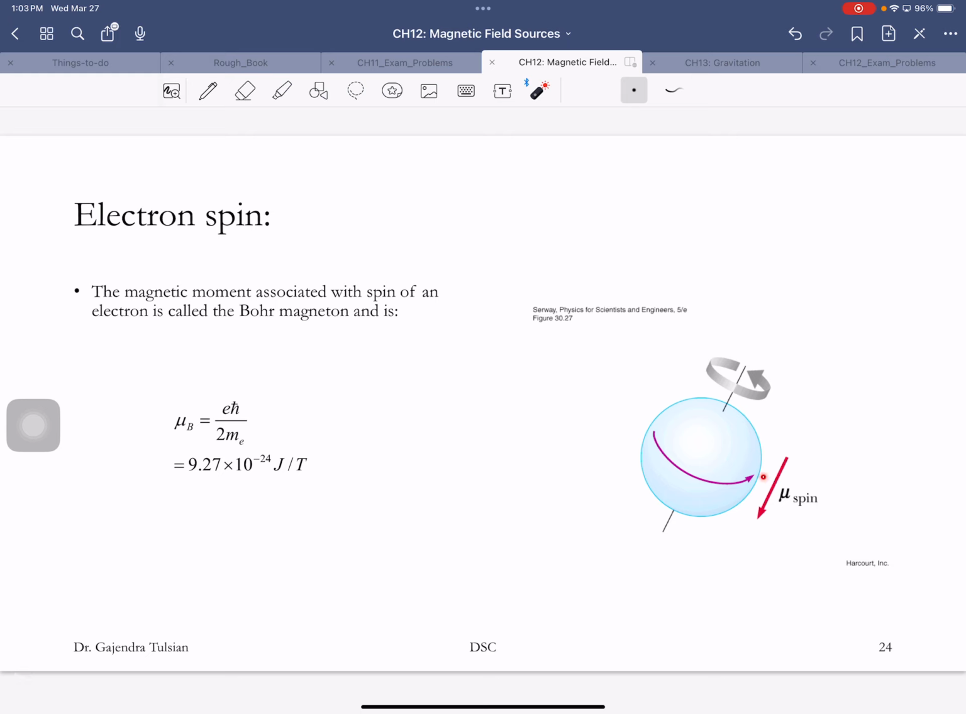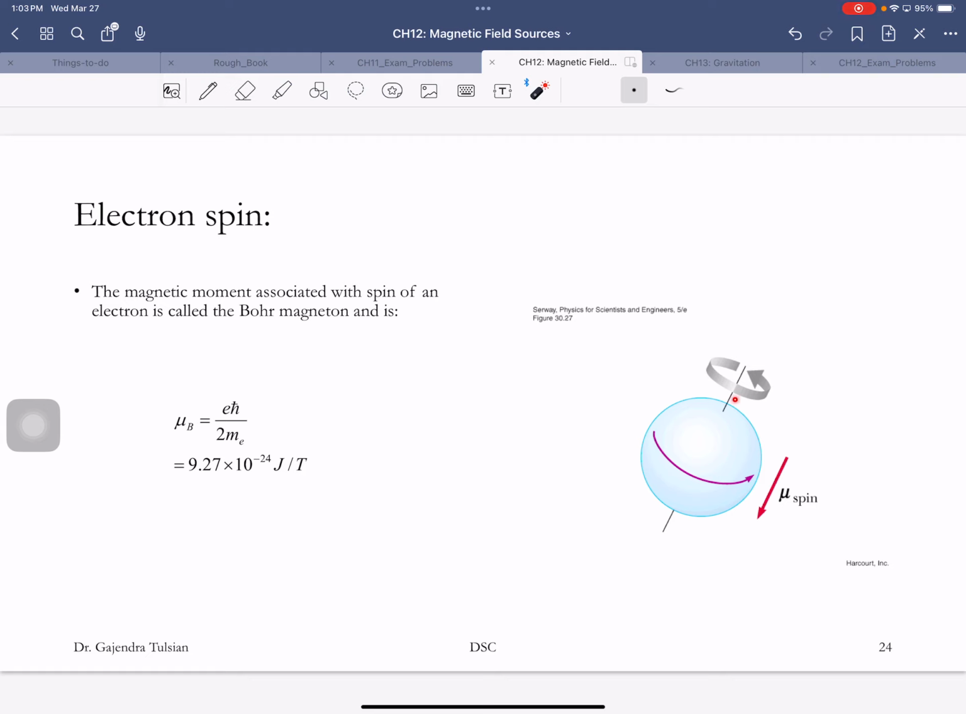But electrons spin as well, and so that's moving charge, and they act like magnets. So a spinning electron acts like a magnet, and the magnetic moment is pointing in that direction. And again, you can think of it as North Pole there, South Pole there. So there's the magnetic moment.